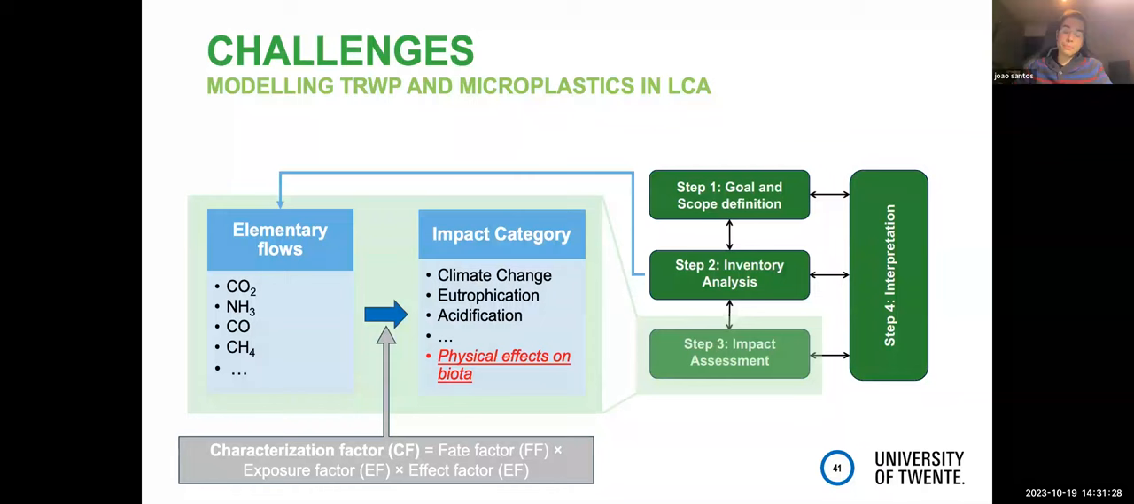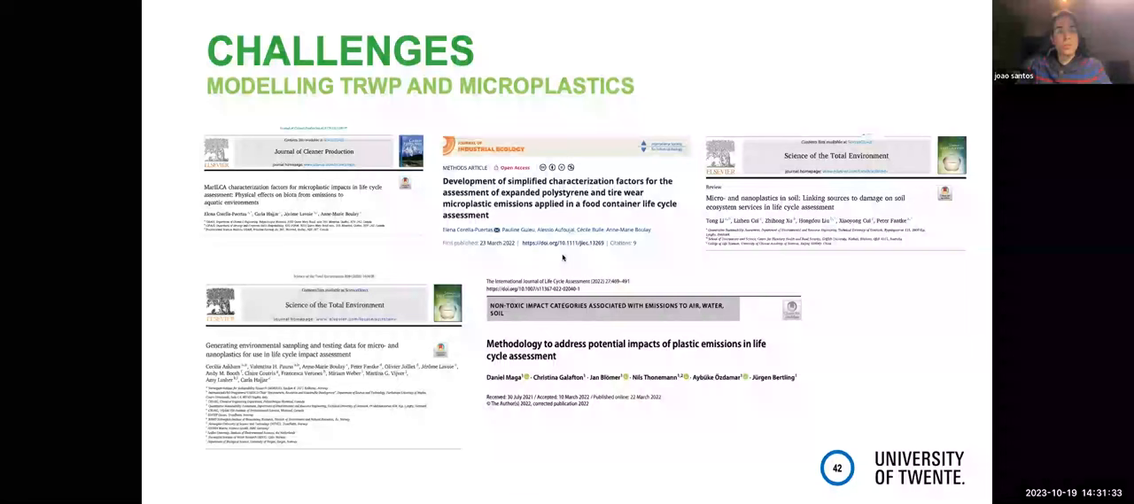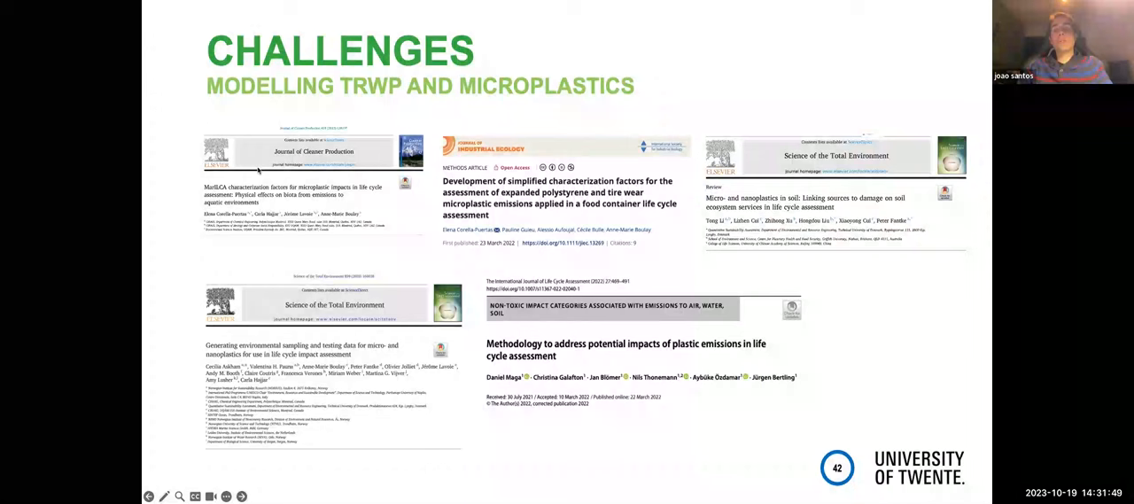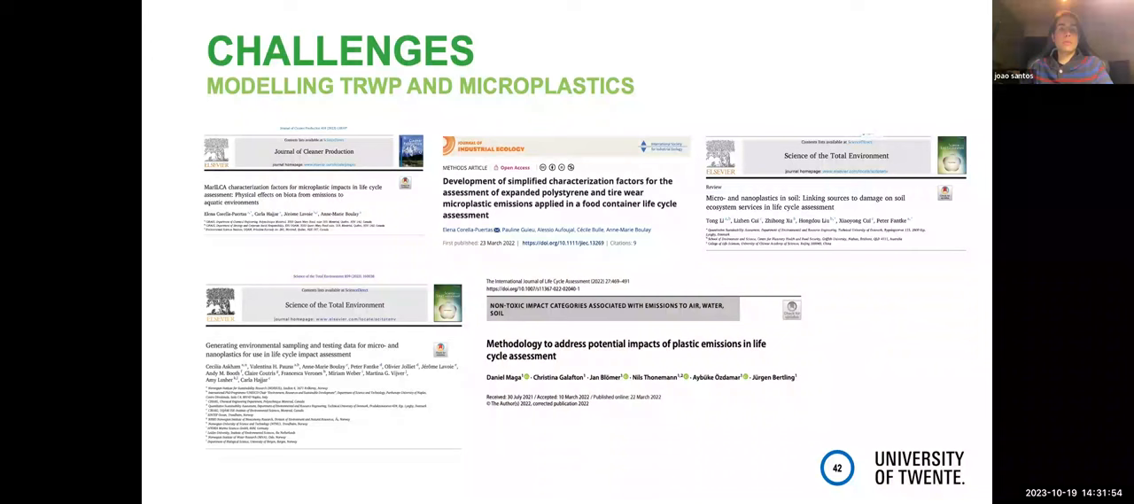So here I'm trying to show the main studies that are addressing this challenge. The first paper, the one in the upper bottom left corner, is a very interesting research project that is ongoing. There is a website that you can check to know more about what they are doing. This is just a publication about some of the most recent outcomes.